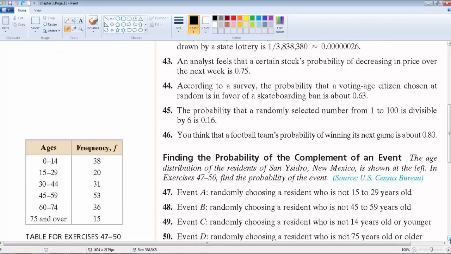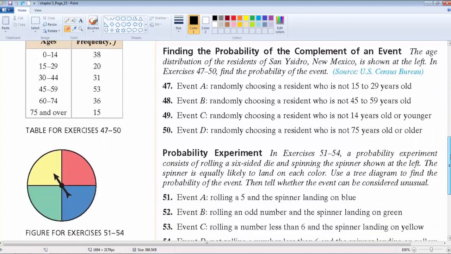You think that a football team's probability of winning its next game is about 0.80? Again, this would be subjective probability. It's based on someone's feelings.